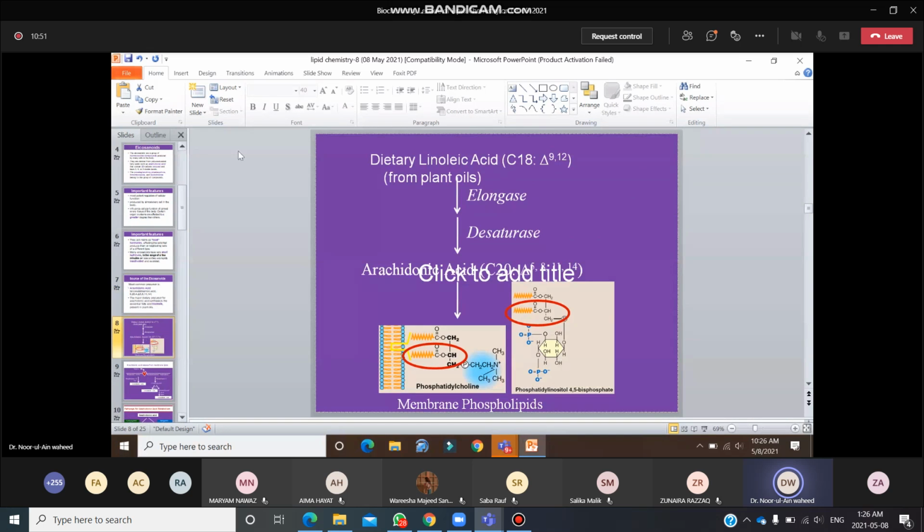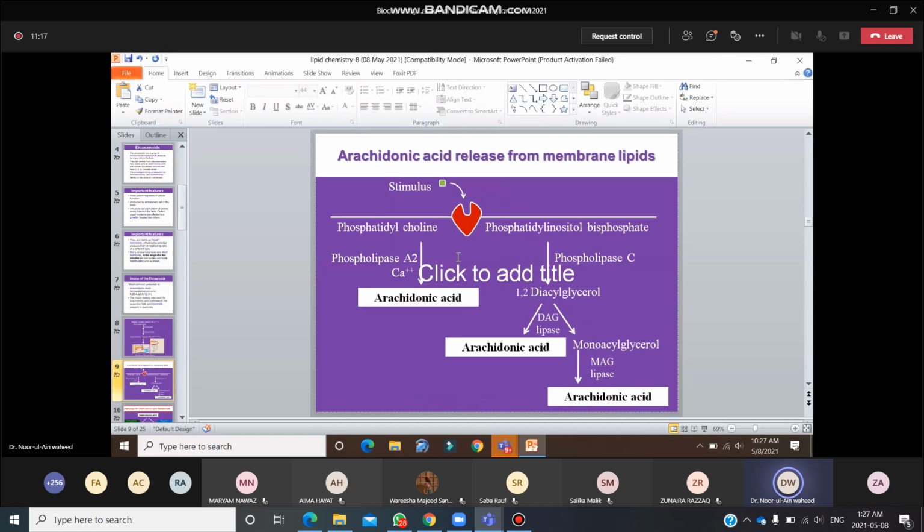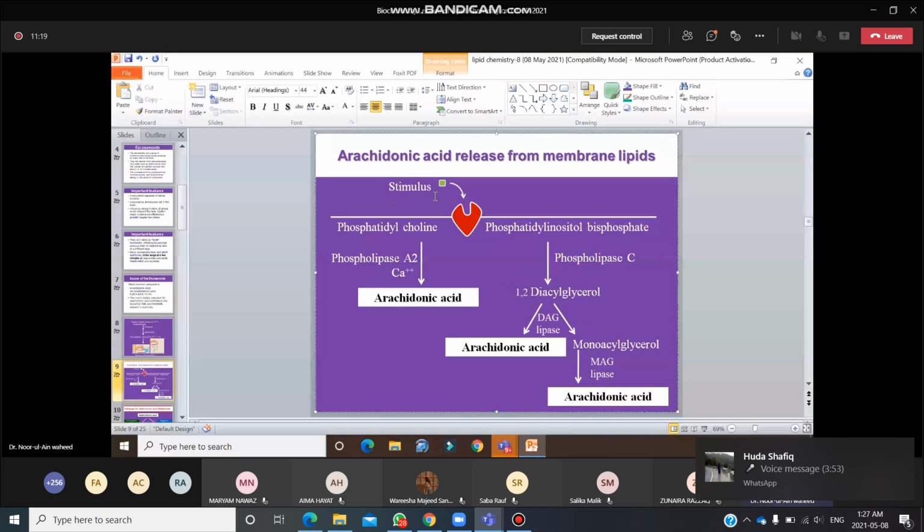Now see this slide. You take dietary linoleic acid from plant oils, and by the action of the elongase enzyme and then desaturase, arachidonic acid is produced and it becomes a part of the membrane phospholipid, either in the form of phosphatidylcholine or phosphatidylinositol 4,5-bisphosphate. In these two forms, this arachidonic acid is incorporated. Now what happens when there is a stimulus?